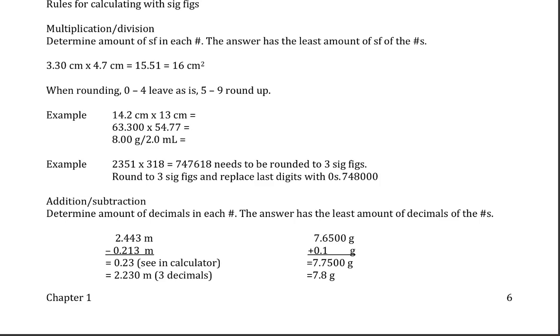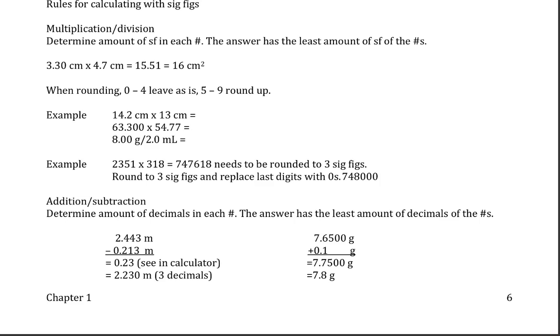So we look at the 15.51, we keep the 1, we keep the 5, those are 2 of our sig figs that we will keep, but then we will have to drop the 5 and the 1. Now, we look at that first number that we're dropping, the 5 in this case. Is it 5 or greater? If so, we round up. So, of course, 5 is 5 or greater. So we don't report 15 centimeters squared, we report 16 centimeters squared.